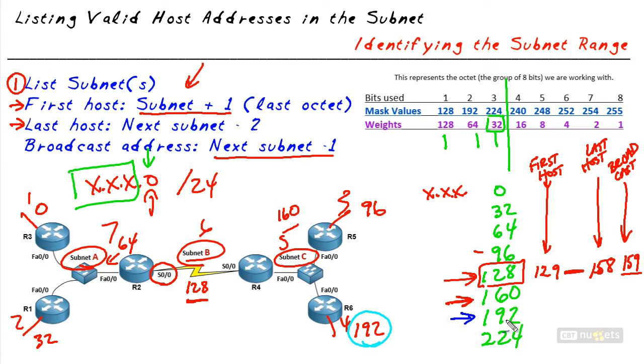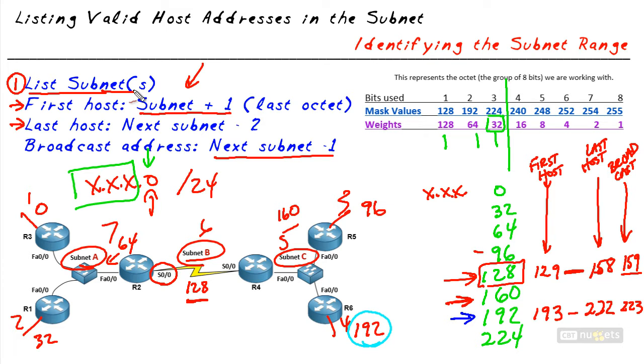On the 192 subnet, the rule is that the first host is the subnet itself plus 1. So for the 192 subnet, the first host would be 193. The last valid host on this subnet is going to be the next subnet minus 2. Well, the next subnet is 224, so minus 2 would put our last valid host at 222. And the broadcast address for this 192 subnet is the next subnet minus 1, which is 223. That's how you calculate the valid range of IP addresses on a given subnet.